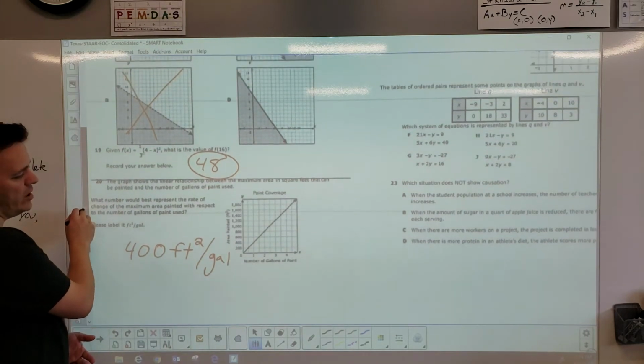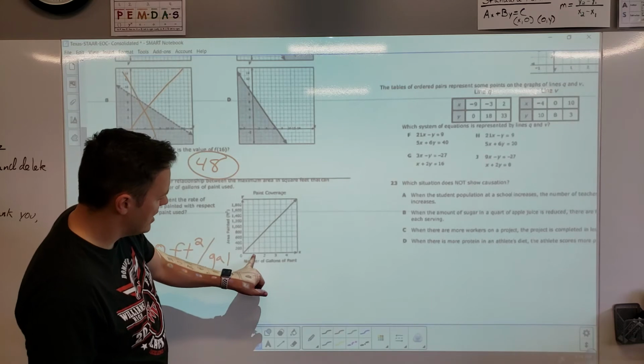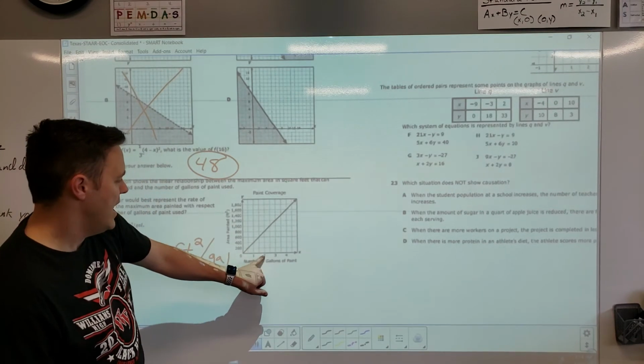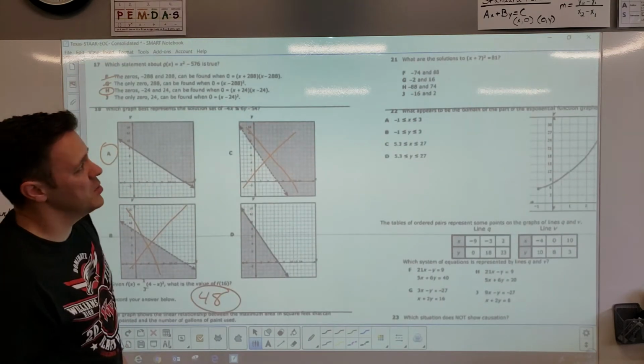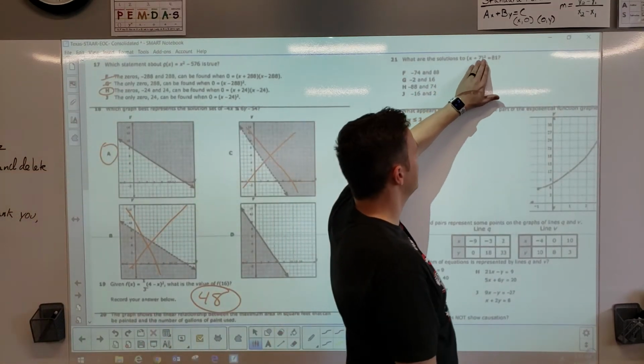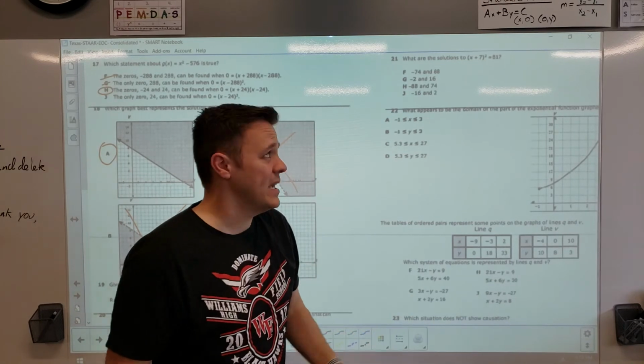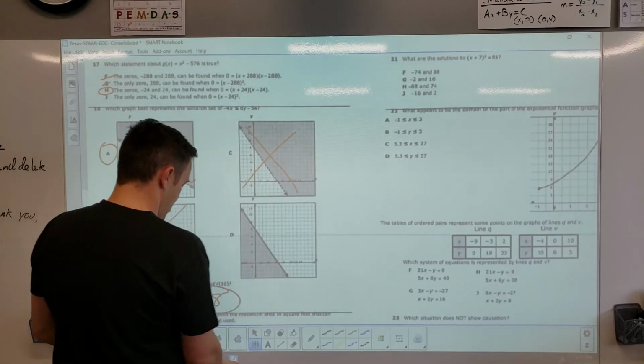Understand what we're looking for here. For every 1 gallon, it covers 400 square feet. At 2 gallons, it's 800, blah, blah, blah. You guys get it. All right, 21. What are the solutions of this equation? You could multiply it out, or you could just please use Desmos.